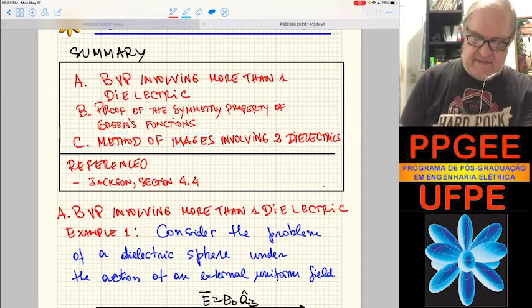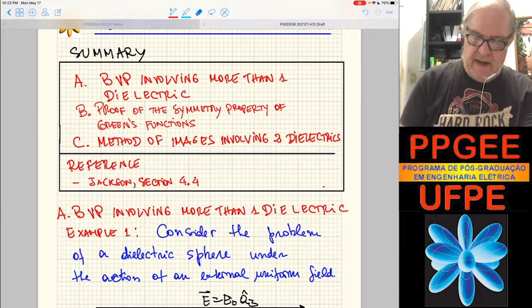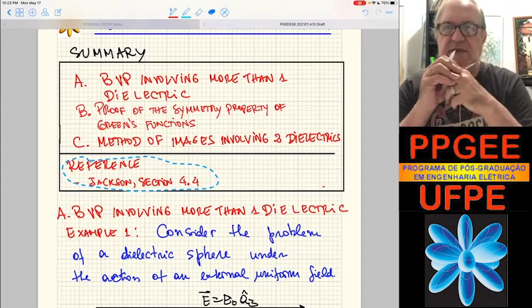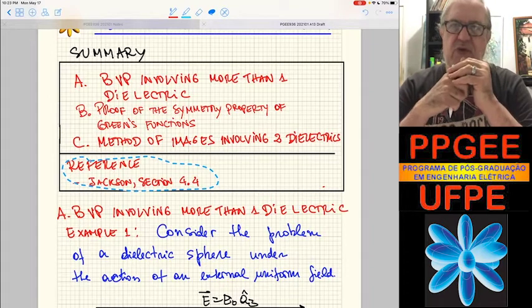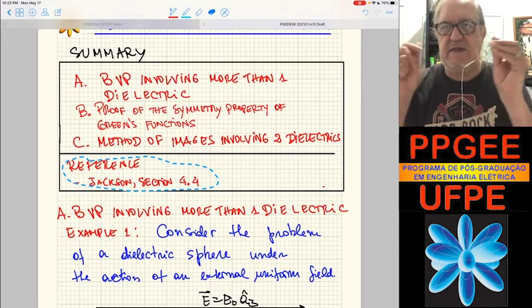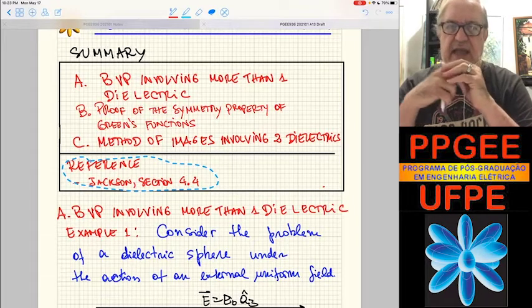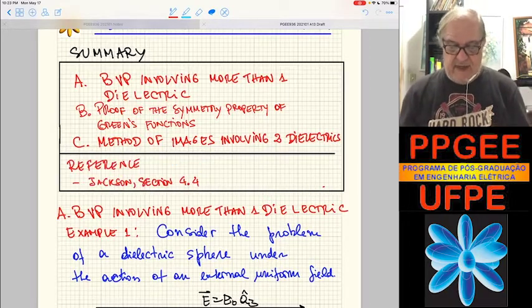The basic reference for this class, there's some typo here, is Jackson section 4.4. Even though Jackson doesn't solve the image method the way we do, he does as different authors do. He just assumes fictitious image charges and solves it. We are going to show how those charges arise in our formulation. We're going to demonstrate how they arise.